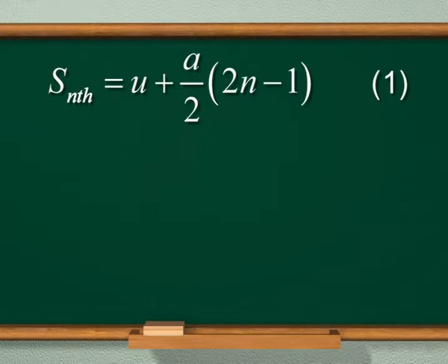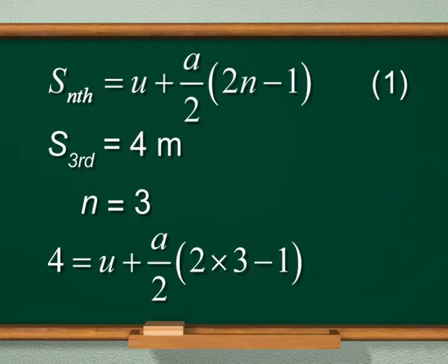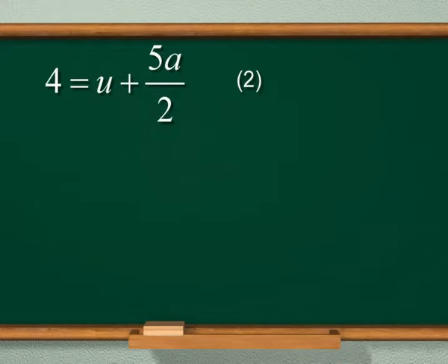Since the distance covered by the body in the 3rd second is s 3rd equal to 4 meter, therefore n is equal to 3. The equation becomes 4 equal to u plus a by 2 into whole of 2 into 3 minus 1. On simplification, we get 4 is equal to u plus 5a by 2 as equation 2.